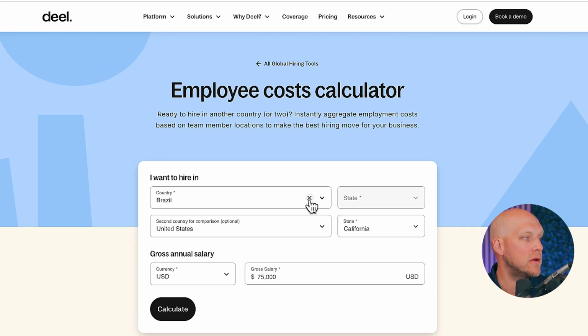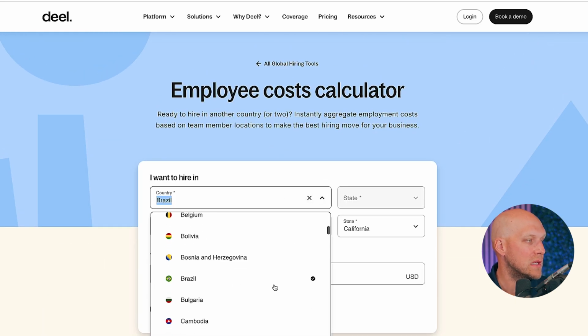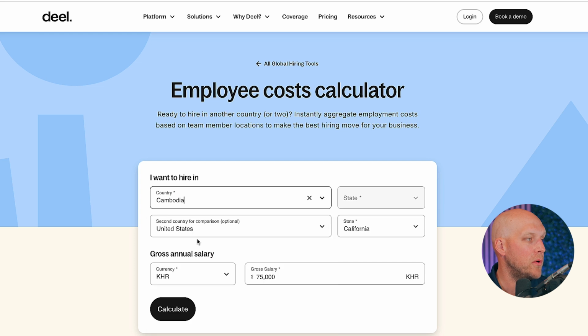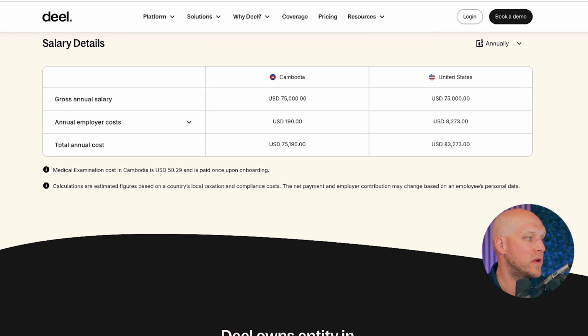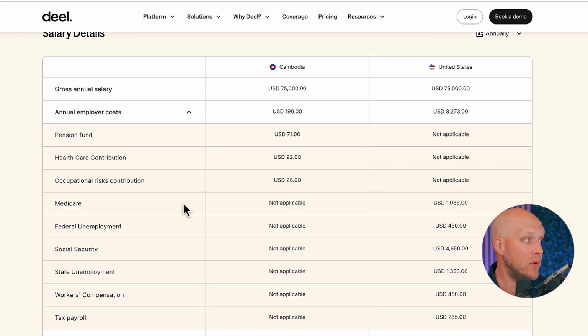But now what you can see here is, let's say that we change this and we decide to go to Cambodia. And we're going to do the same thing. I'm going to keep this in US dollars, calculate. Now we have a very different picture beneath this. In Cambodia, there is $190 a month of extra cost. That's because Cambodia doesn't have the same kind of requirements when you're hiring an employee within that country.